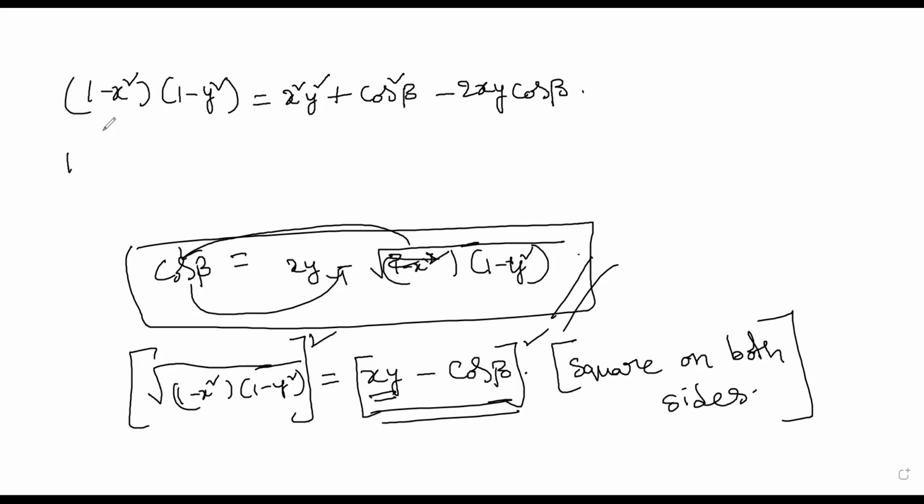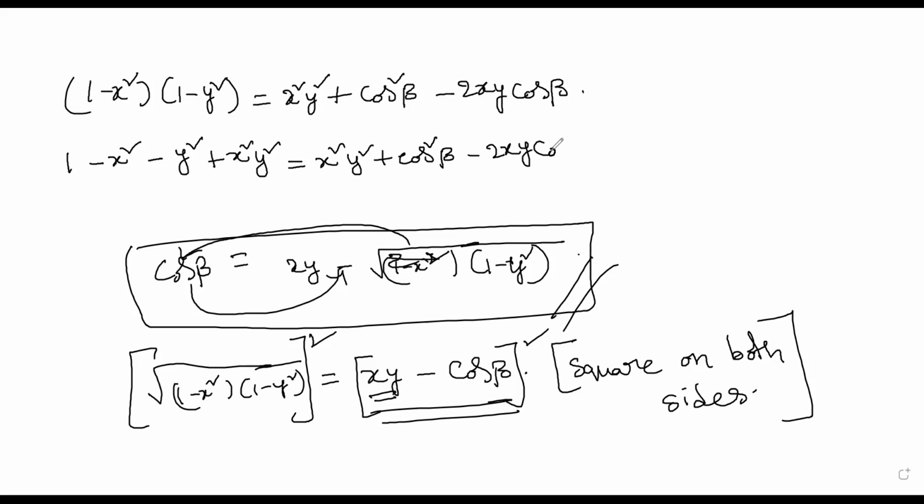1 into 1, 1 minus x square minus y square plus x square y square is what you get this side. So here x square y square. Yeah, this method looks much better. Cos square beta minus 2xy cos beta. You have this. And now x square y square is gone. You send the cos square beta onto other side and x square plus y square this side. This is a bit faster even.